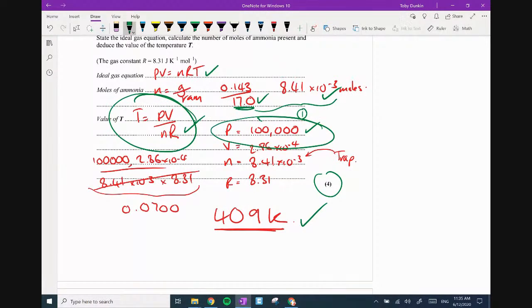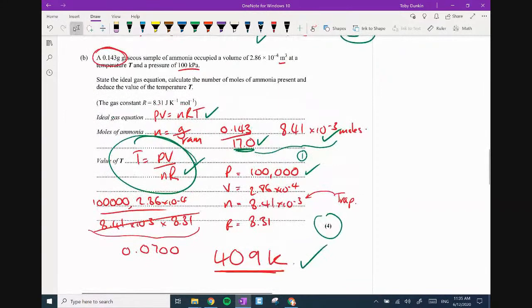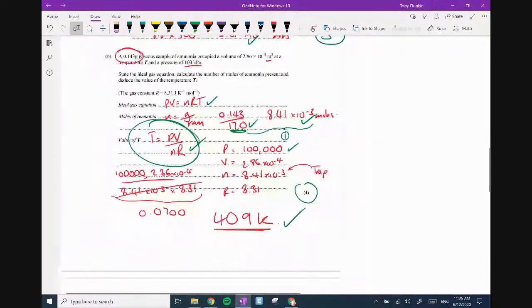Do I lose the mark if I wrote 400? No, absolutely not. You will get the mark, Alistair. That's absolutely fine. It didn't say in the question to give it to a certain number of significant figures. The rule of thumb I always say is you always give it to 3, but they won't mark you down for that, Alistair, at all. It's a good answer. Well done.